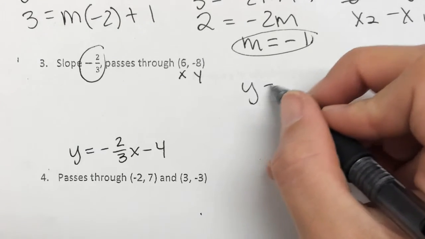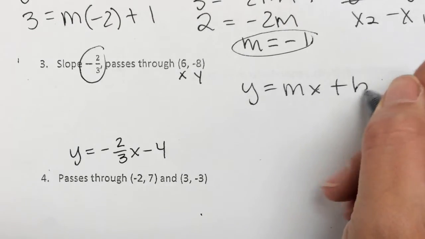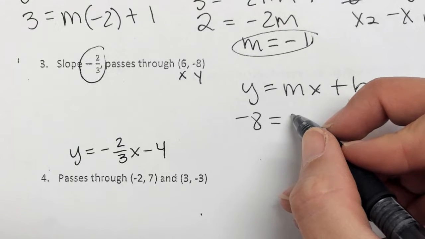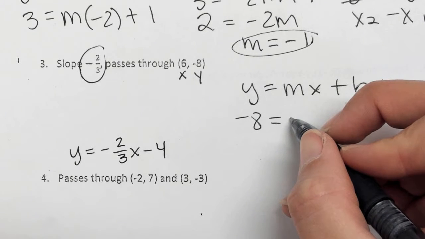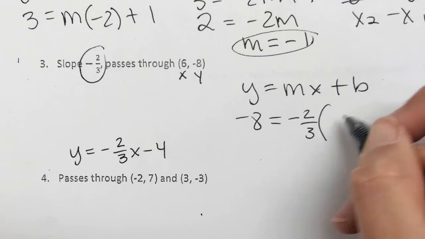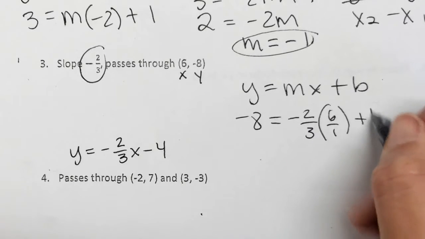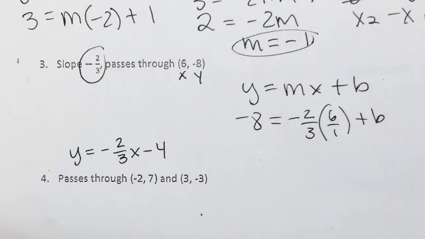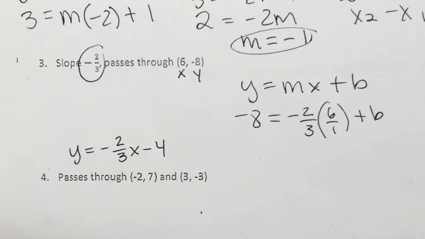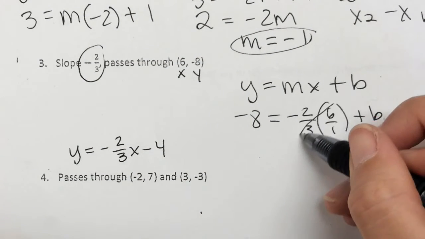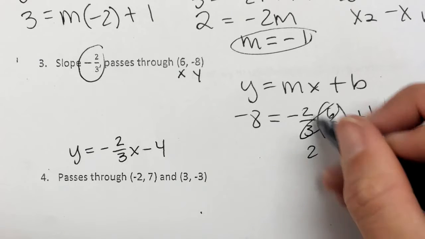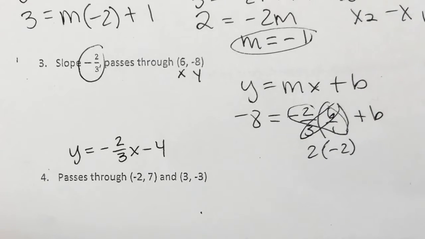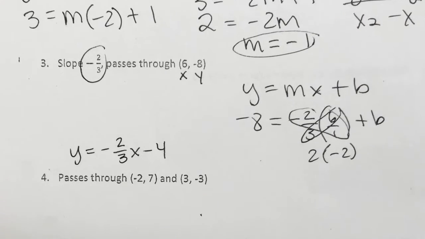Y equals... Good. So we could plug in what for y? For m? Negative 2/3. For x? 6. Good. And y'all remember how I taught y'all to multiply fractions, right? So Abigail, tell me what 6 divided by 3 is. 2. And then negative 2 divided by 1. Good. Everybody see what I did there?